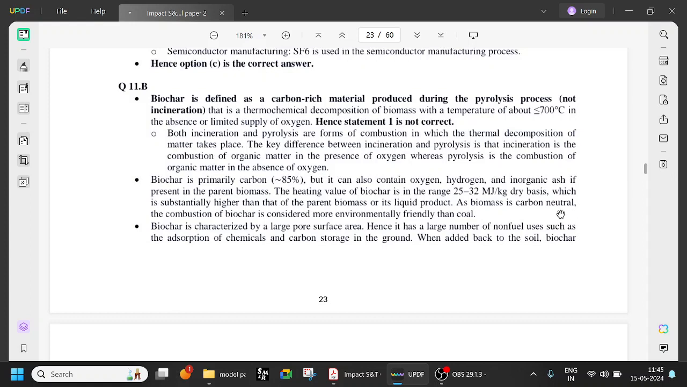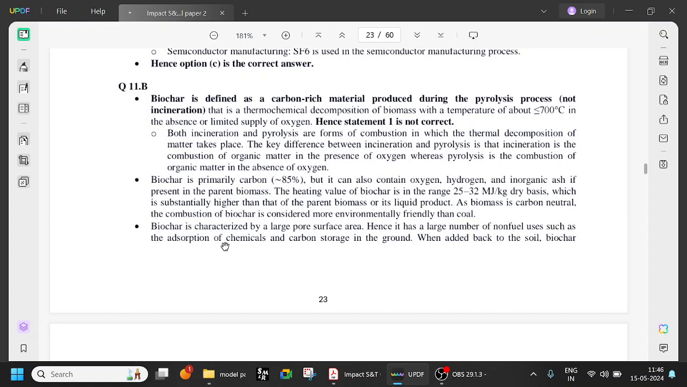As biomass is carbon neutral, combustion of biochar is considered more environment friendly than coal. And biochar is characterized by a large pore surface area. Hence, it has a large number of non-fuel uses such as adsorption of chemicals. Okay, this is not absorption. This is adsorption. So just like if you put a piece of alum in impure water, it attracts. Basically, it pulls a particular type of material towards itself.